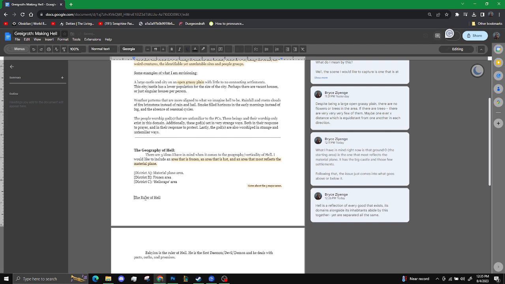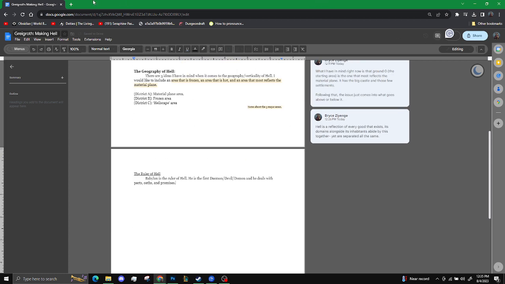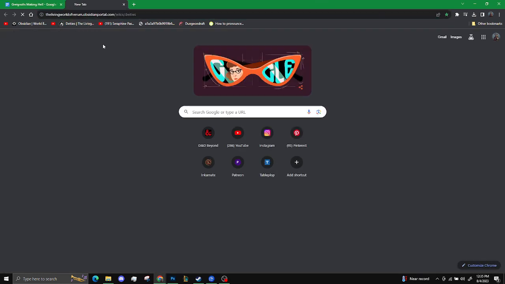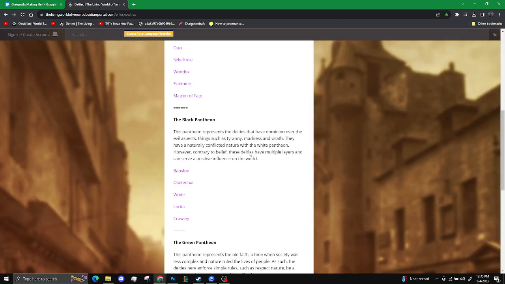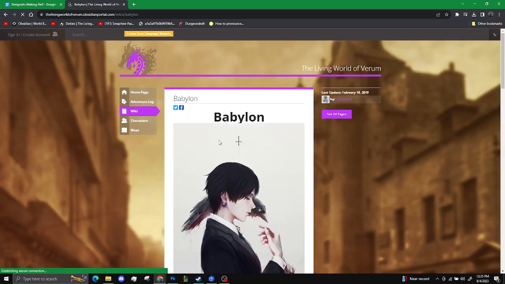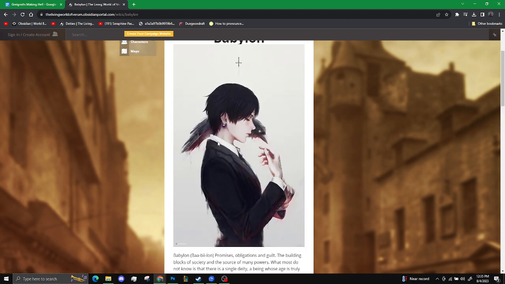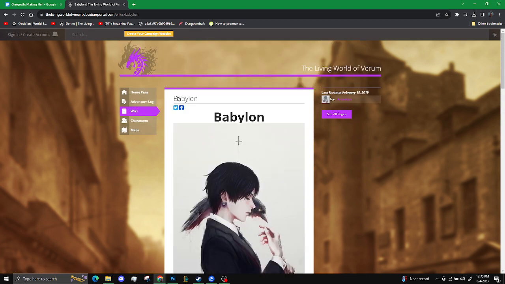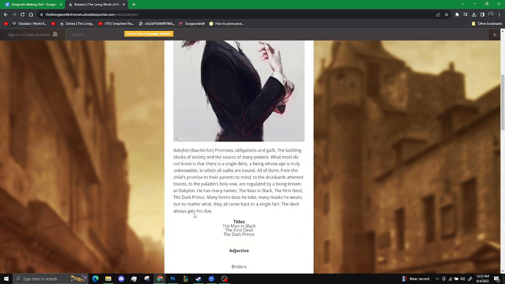I don't like how you're not down below there. I will find his description in the World of Aram's deities, which is where I get my gods. It's not a living world anymore. Babylon. Okay. Promises, obligations, guilt, building blocks of society, source, and main power.